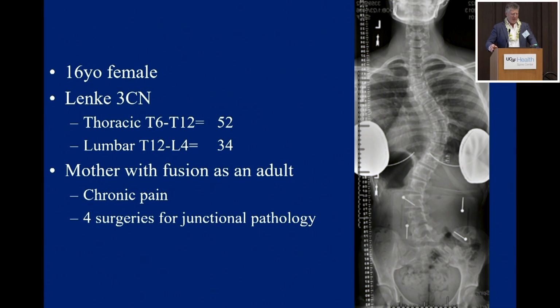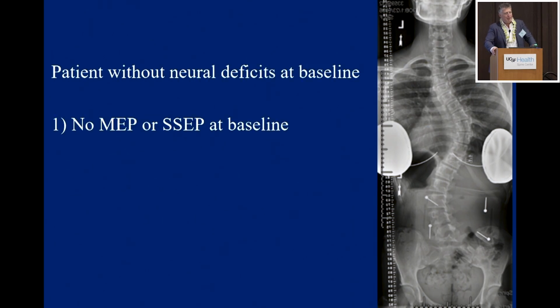So, a 16-year-old female. It's an interesting story. I treated her mother. I did a fourth surgery on her mother for junctional pathology. She had had an adult deformity, and we all recognize the extent of complications there. So this is a 16-year-old, and her mother didn't want her to have the same experience. A 3CN curve. And I'm just going to give different scenarios. None of these happened to this patient. But if, for example, you position a patient, you're not able to get baselines. Austin, what do you think? What are your thoughts?